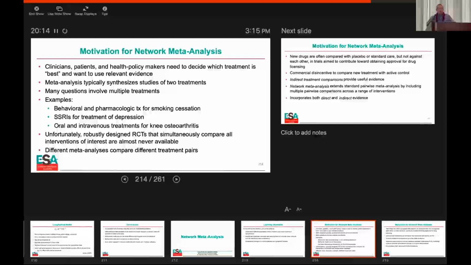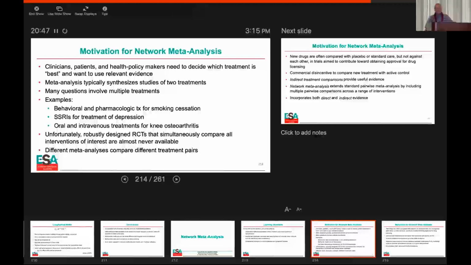Another one might be you're looking at different treatments for depression. So there might be some SSRIs. There might be 10 of them on the market. Which one should be used? So some other examples would be different treatments for knee osteoarthritis, different treatments for stopping smoking, different treatments for improving student performance, different ways of modeling something.